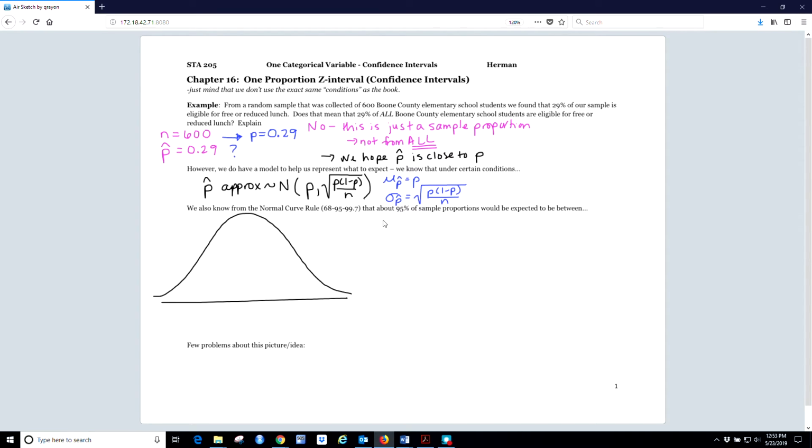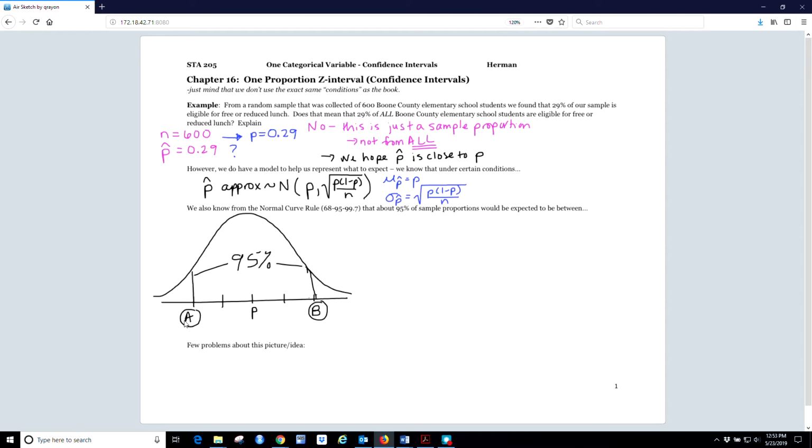All right, so if I know it's normal and my conditions are met, I can draw this picture. We know that it's centered at whatever P is. And if I want to get that 95%, we're going to go out 2 standard deviations in either direction and get our 95%. What I want to write down is what these two endpoints are. I'm just going to label them A and B.